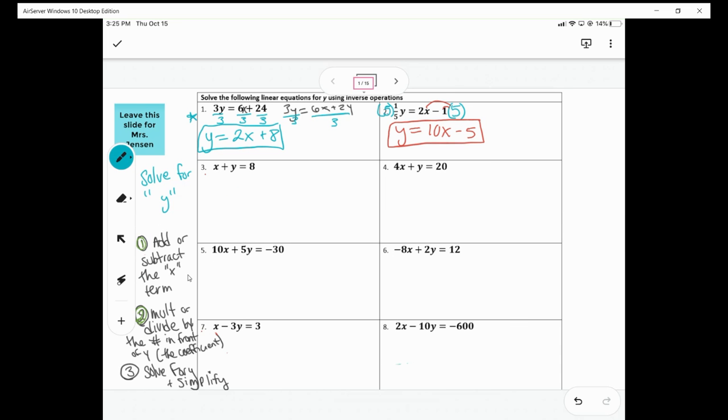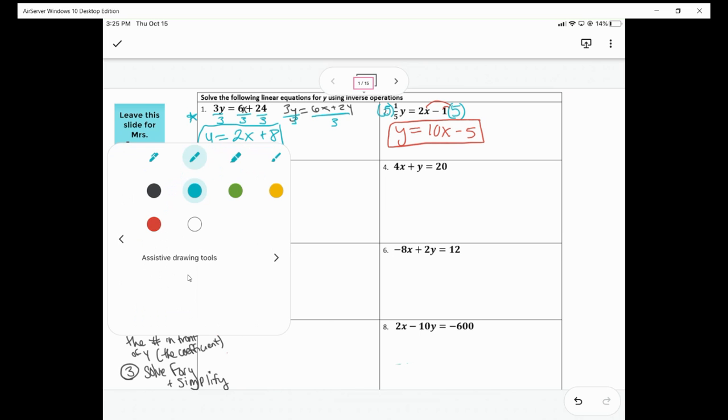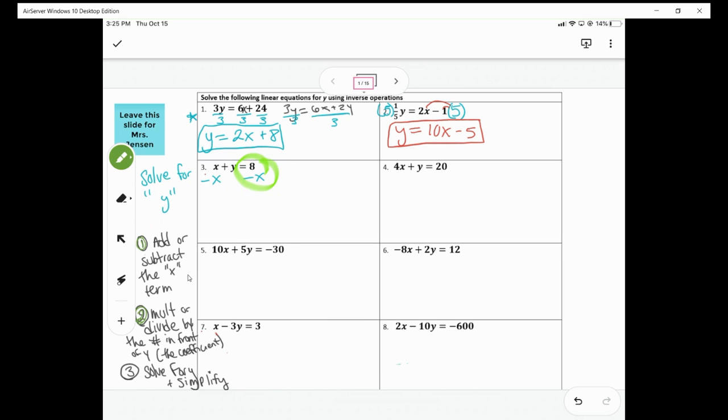So for number 3, we first want to subtract the x term from both sides. And when you write out your steps, what you have over there, that is the answer. That's solved for y. So y equals either negative x plus 8, or you can express the opposite and say y equals 8 minus x. The order doesn't matter for subtraction. I personally prefer to keep x as the first term, and that will help you in a future unit.